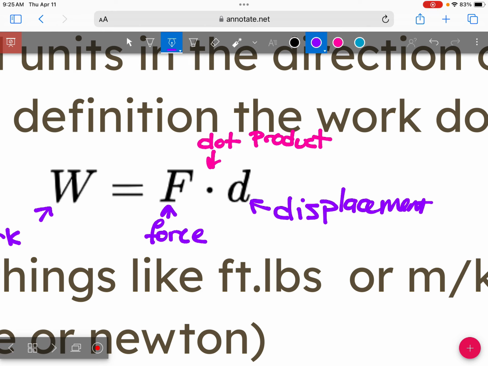Okay. So units are going to be weird. I think in both of our problems they become foot-pounds, but that's okay.